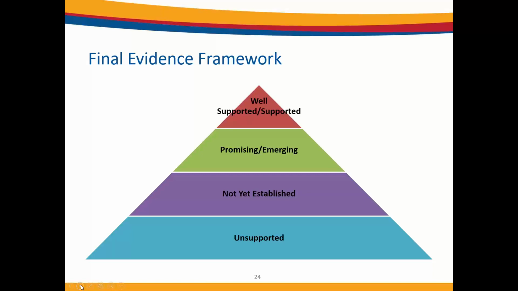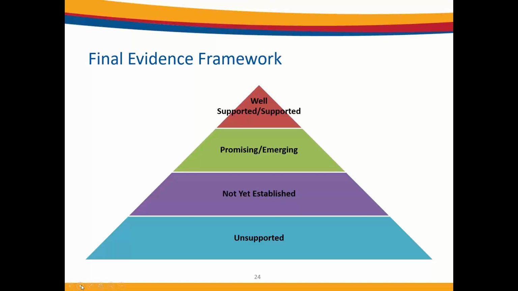Now, as I was describing, when we looked at the evidence in our inventory, we looked across a number of dimensions, and we weigh those dimensions in a way that gives us a composite level of evidence, with well-supported or supported being our highest level of evidence, promising or emerging being one tier below that, not yet established still one tier below that, and then unsupported, which is a tool that the evidence discourages the use of, which, as Stephanie shared earlier, none of the tools that we looked at came to an unsupported level of evidence.